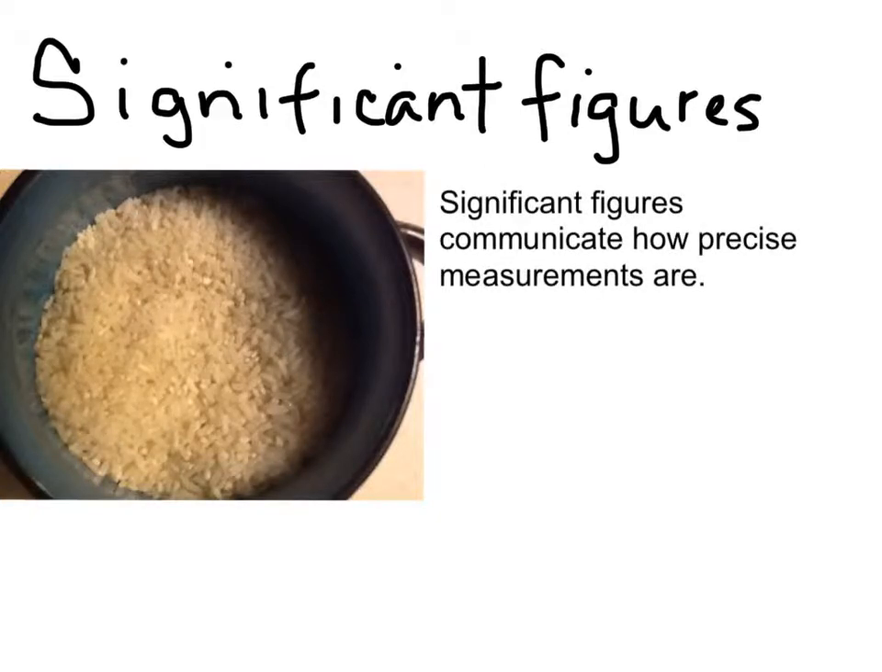If we're doing several measurements of this rice, we can use significant figures to communicate how precise our measurement is. We can get within 1/100th of a gram, 1,000th of a gram, even 1 millionth of a gram, depending on how precise and high precision our instruments are.